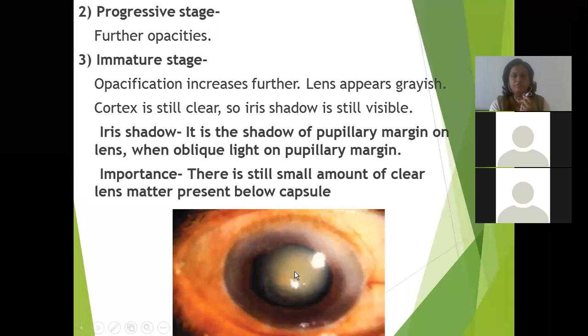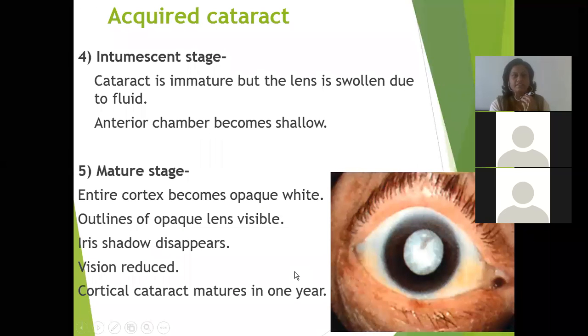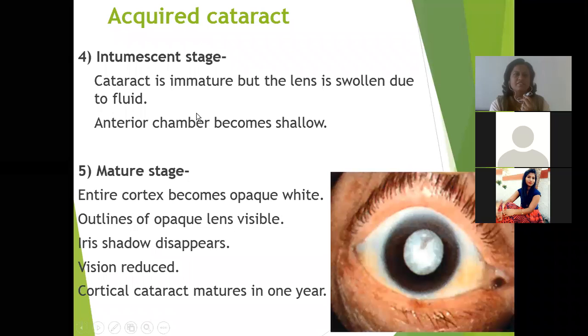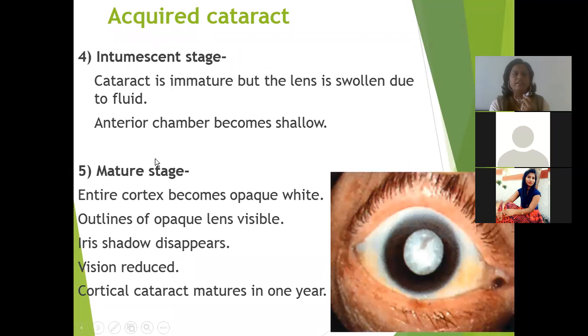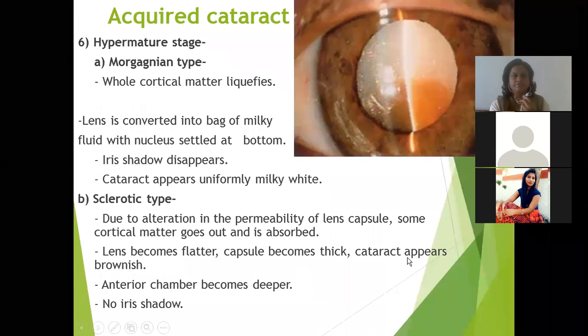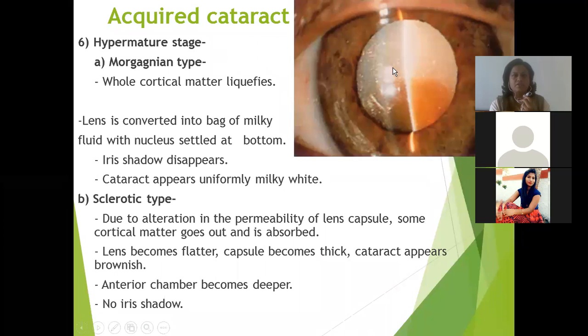So this is the diagram of the immature stage. Then fourth is the intumescent stage of the acquired cataract, and fifth is the mature stage. So this is the diagram of a mature stage of the cataract. That's how it matures. Then sixth is the hypermature stage. In that there is a Morgagnian type and sclerotic type. So this is the diagram of a Morgagnian type of the cataract.